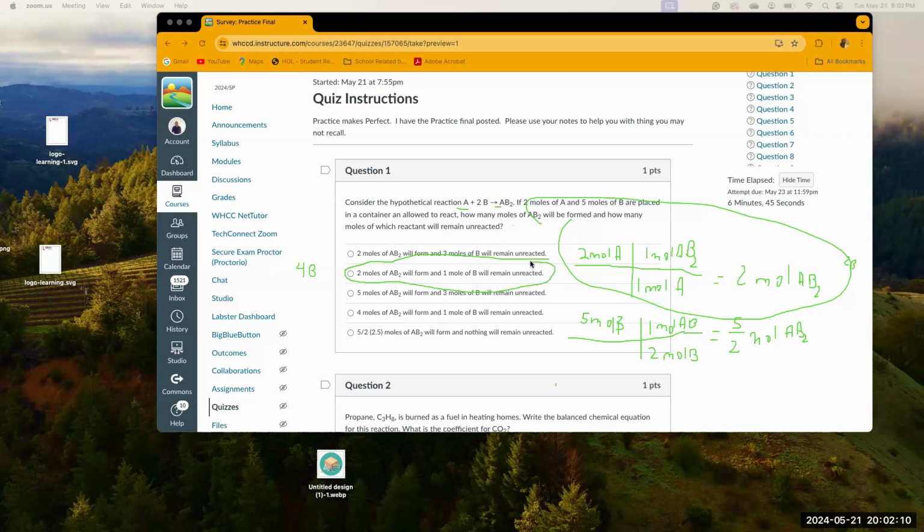Does that make sense? You got to think of it, the one that you run out of first, that's going to cause how much we're going to be able to generate.